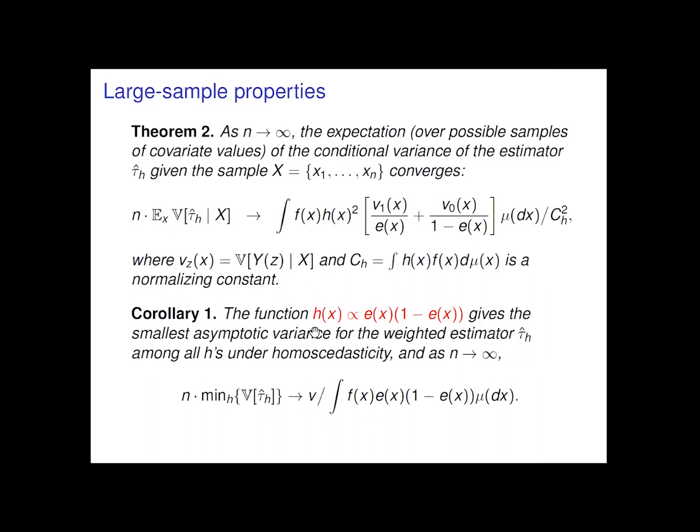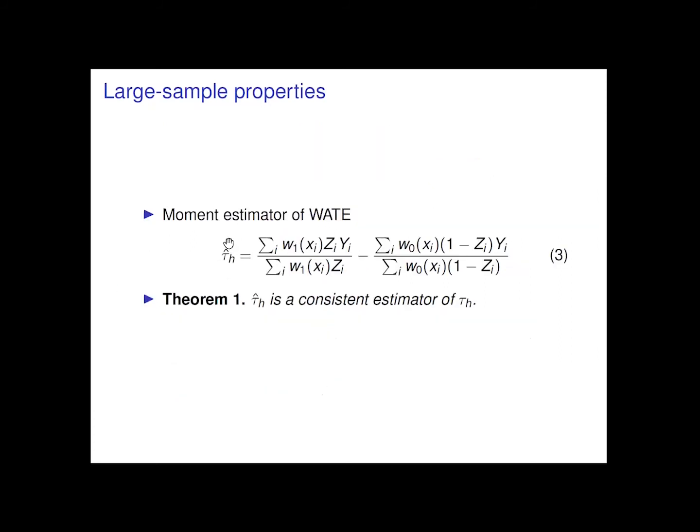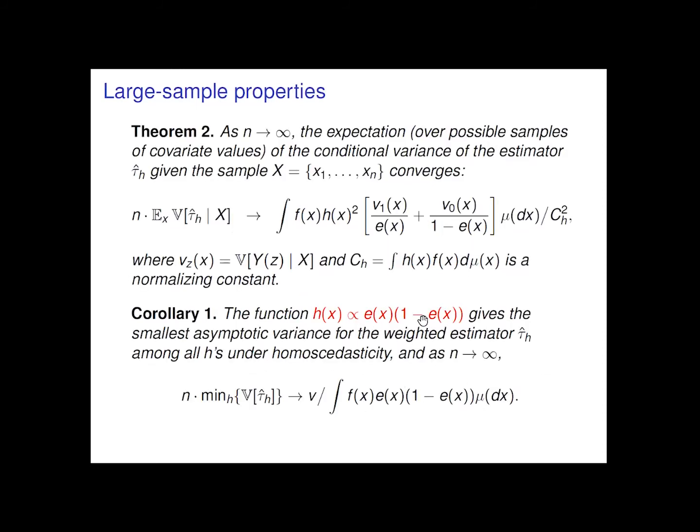There are some technical issues, but what is really important is to look at the corollary of this theorem. This result basically says that, under some regularity conditions that are very, very mild, among all the tilting functions h(x), or basically among all target populations, the function e(x) times 1 minus e(x) will give you the smallest asymptotic variance for this weighted estimator. Again, this whole messy slide, the key conclusion is this one.